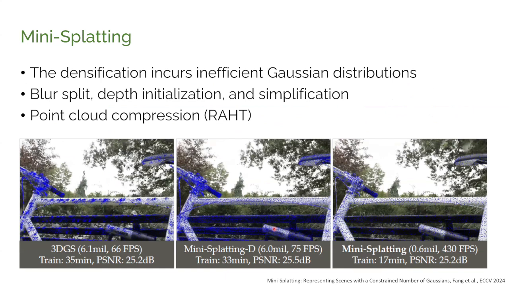Another recent work, which I think is really great, is Mini-Splatting. Here is an example: the leftmost figure shows the Gaussian distribution of the original 3DGS algorithm. As you can see, there are small clusters around the points, and if you look at their Mini-Splatting version, you can see more uniformly distributed Gaussians.